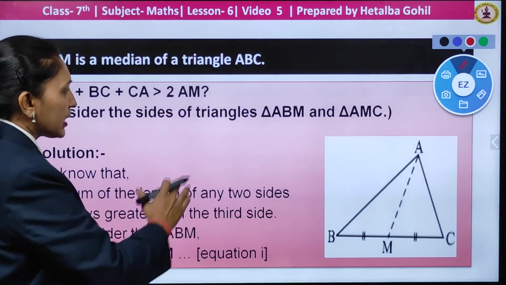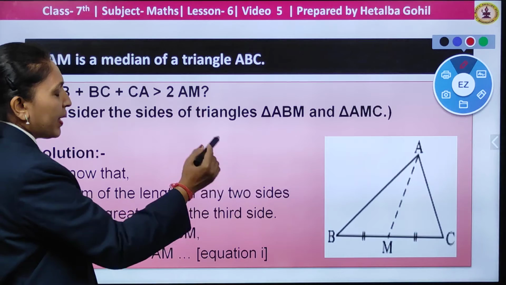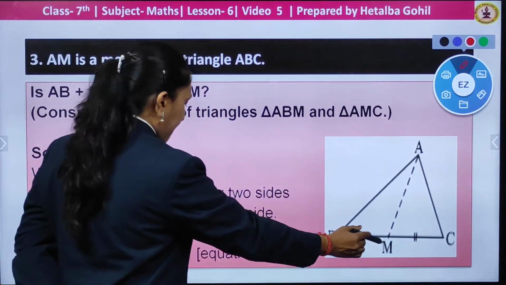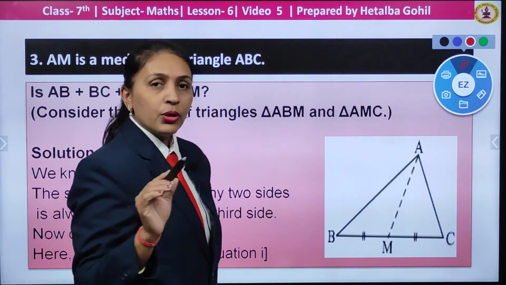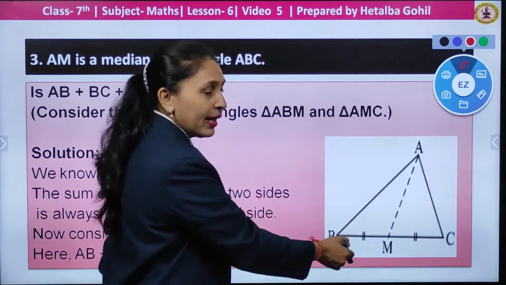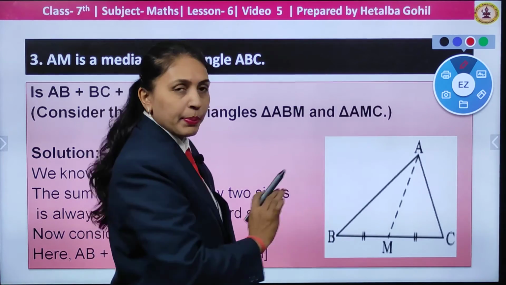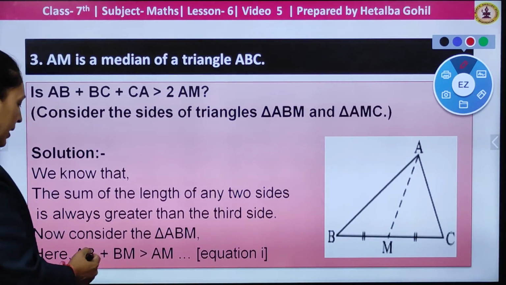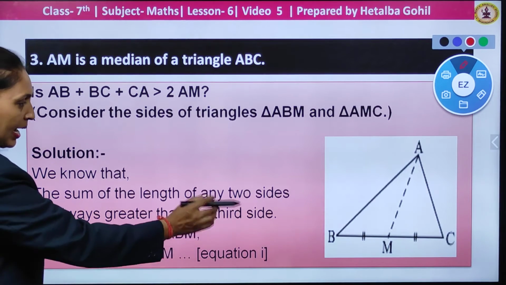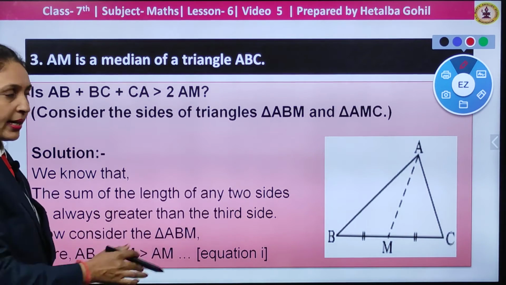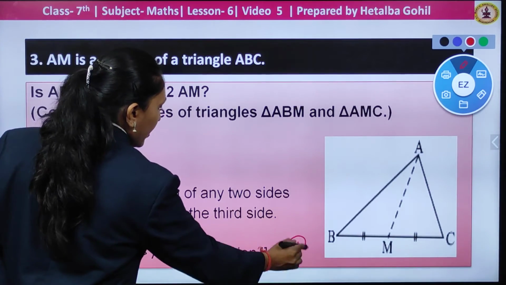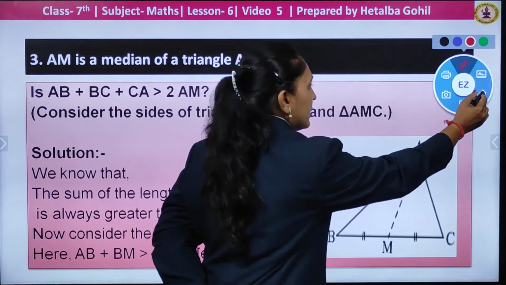Now let us first consider the triangle ABM as given in the hint. So in triangle ABM, children, you have to compare AM, that is a median, to the remaining two sides AB and BM. According to that, you can see AB plus BM is always greater than AM, because AM is the third side and the remaining two sides are greater. So we will take that as the first condition according to the question. Let us see what we have.